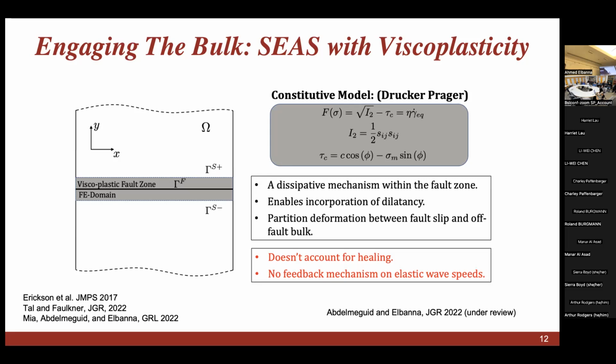Limitations, however, are important and cannot be neglected. There is no account for healing, at least in the classical formulation for the plasticity models. And there's no feedback mechanism on the elastic wave speed, which is an observation that people record: subsequent to earthquakes, there is a reduction in the elastic wave speeds, which actually recovers after time. So these can be incorporated through continuum damage plasticity models, and this is something we are also working on.